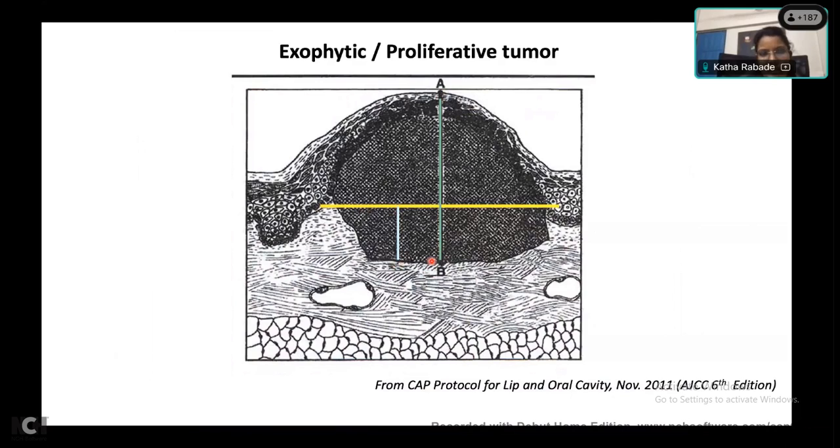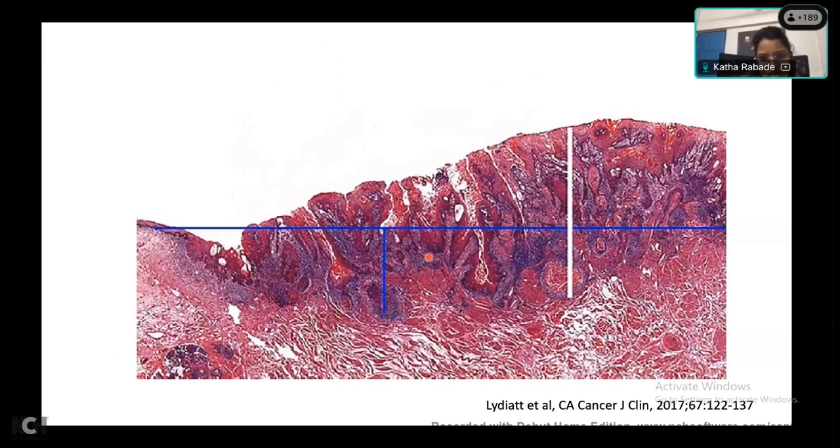So for proliferative tumors, the depth of invasion may not be much and the thickness may be over 1 centimeter, but the depth of invasion would be less than 5 mm. Again, a very proliferative type of tumor with a thickness which is much more than the depth of invasion. One more example of the same.